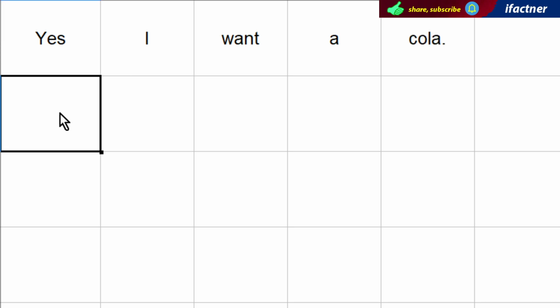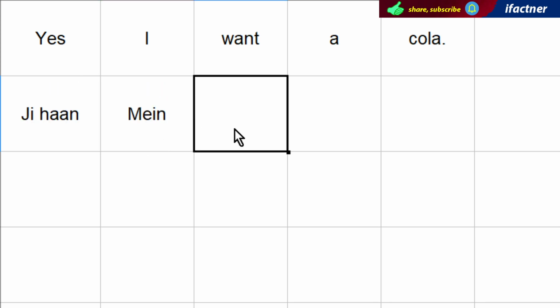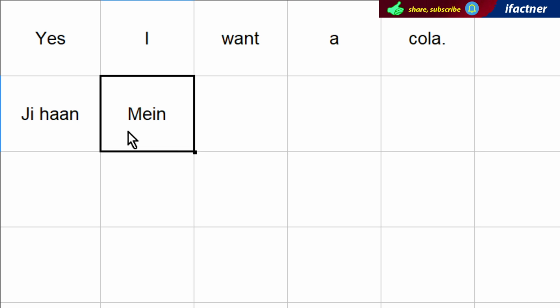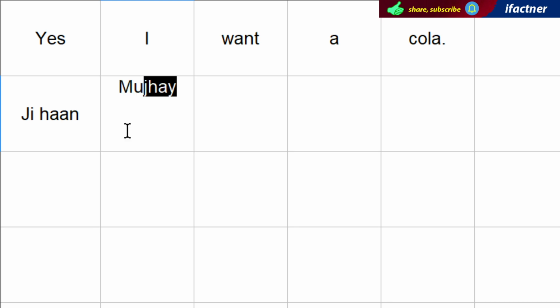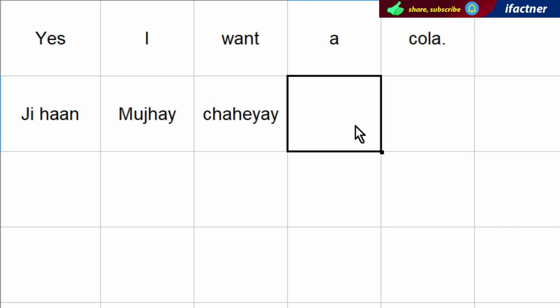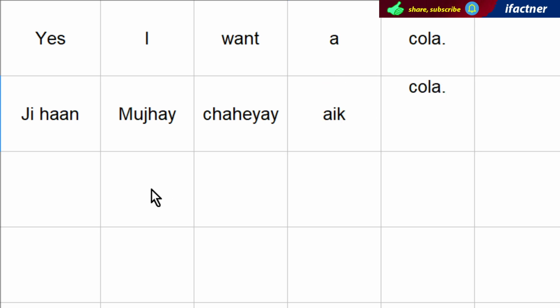I want a cola or whatever. So yes can be हाँ or जी हाँ to show some respect. So you will say जी हाँ. I, मैं, or because we are saying I want, therefore we will say मुझे. Want is चाहिए. A is एक and cola is cola. जी हाँ मुझे चाहिए एक cola. Now let's see how do we type it in Urdu.